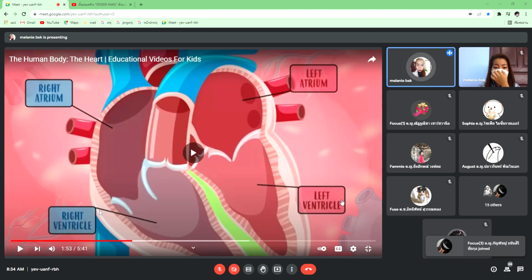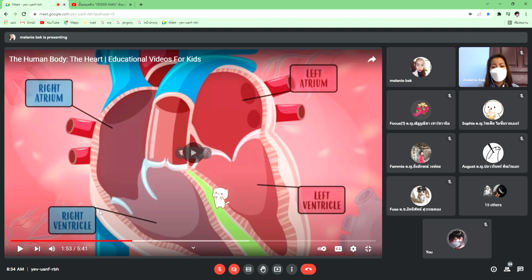Also, the heart has kind of doors, which are called valves. They open to let blood in, and then they close.